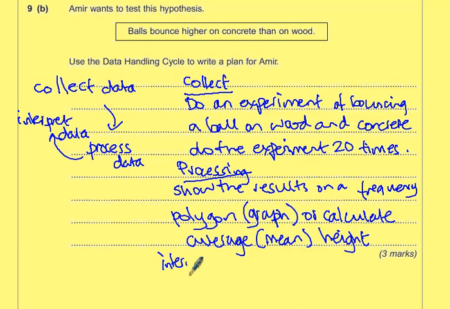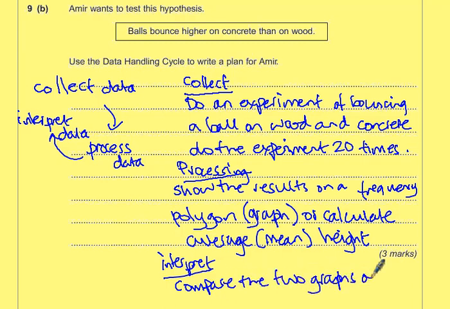The interpret stage, we would have to write a statement that we would compare either the 2 graphs or 2 average heights. And this would link us back to the original hypothesis, that we're giving it some context. They're actually saying compare the 2 graphs or the 2 average heights for concrete and wood.